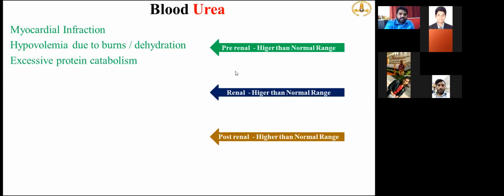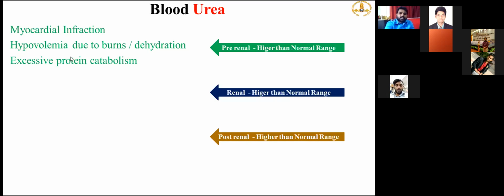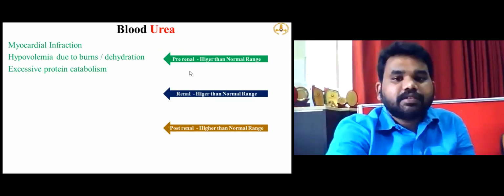Okay, so based on the higher values, the condition is divided into three types: pre-renal, renal, and post-renal. Under pre-renal, we have these conditions: myocardial infarction, hypovolemia due to burns and leakages, and excessive protein catabolism. In these conditions, there are chances that the blood urea value may increase, and this is pre-renal. It is not related to the kidneys.